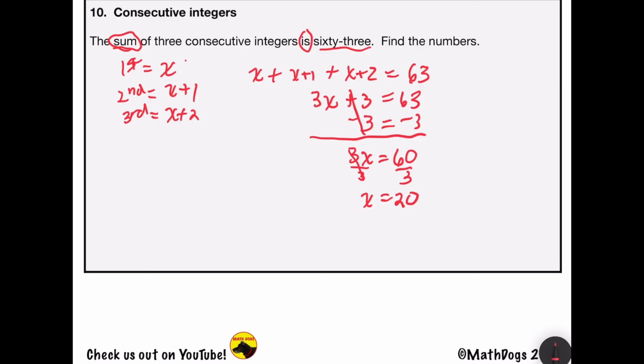So I know my first integer is 20. My second integer will be 20 plus 1, which is 21. And my third integer will be 20 plus 2, which is 22. So my first number is 20, my second integer is 21, and my third integer is 22. Now there's other ways to solve this particular type of problem, but it helps to be able to define all three of your variables, because as you'll see in the next two problems, sometimes the equation becomes more complicated. So I know my answers are 20, 21, and 22.